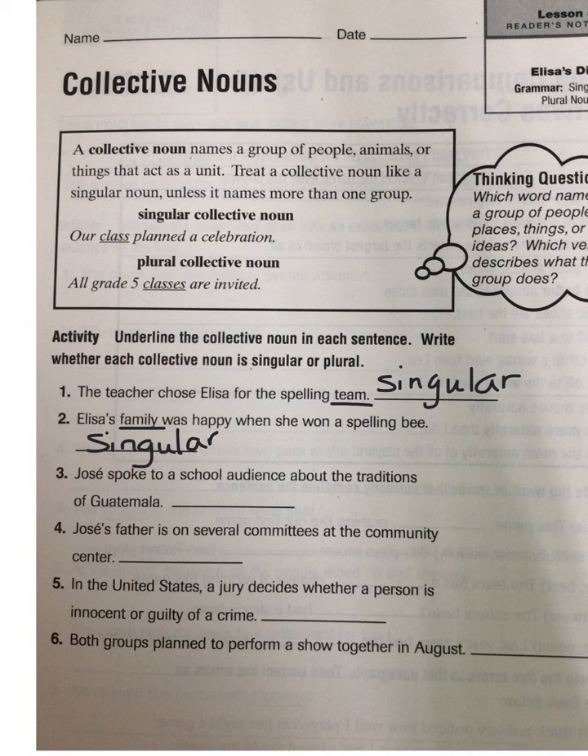Right? Now let's look at the next one. It says, Jose spoke to a school audience about the traditions of Guatemala. So we know with audience, that is a group of people that have come together to either watch a speech or a play or a performance of some kind. So since it is a group of people that act as a unit, that is going to be our collective noun. And we see that we do not have an S or an ES at the end of audience, so we know that it is going to be singular.